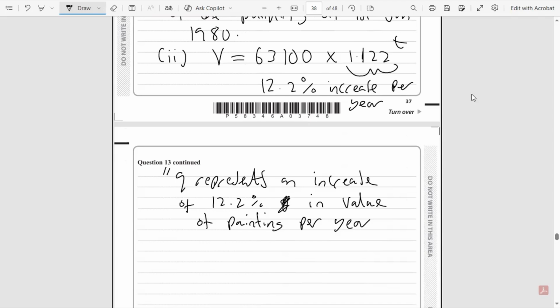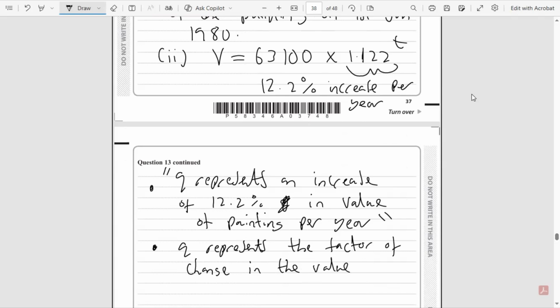I'm also going to write down an alternative answer. You could also just say that Q represents the factor of change in the value of the painting, and again, state the units per year. You could also say that as well, and that would also be an acceptable answer.